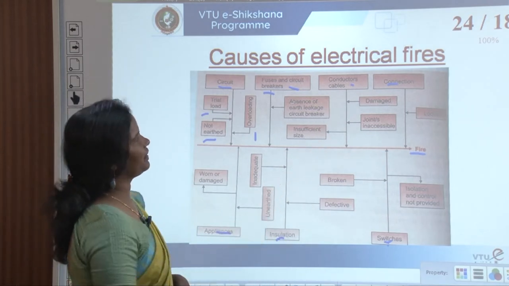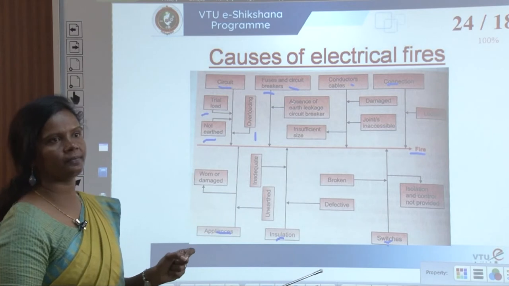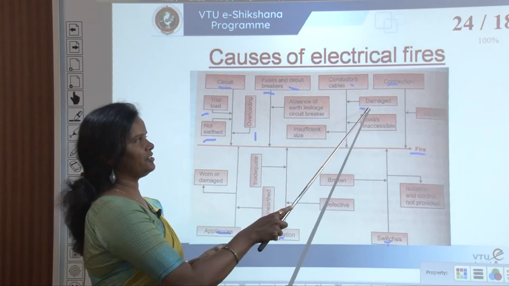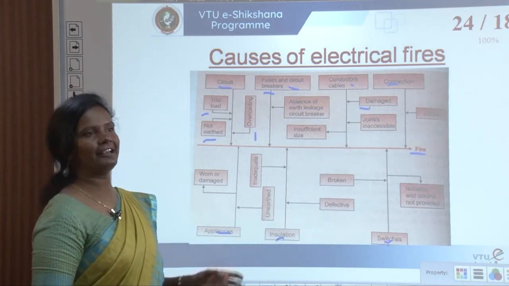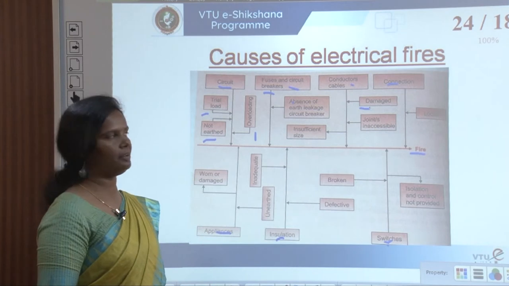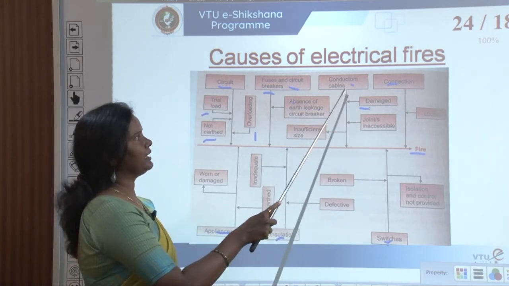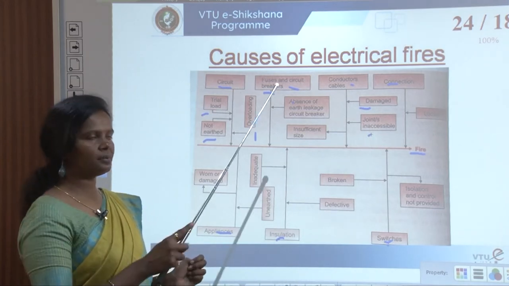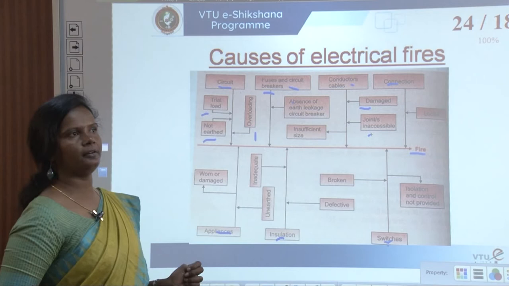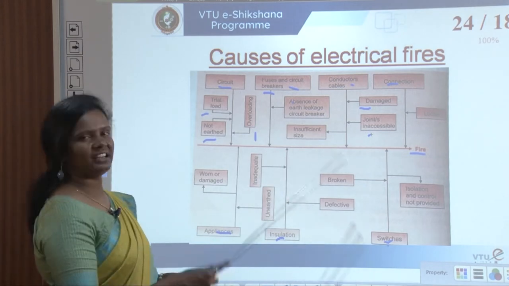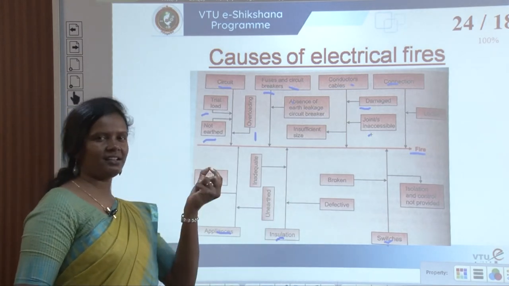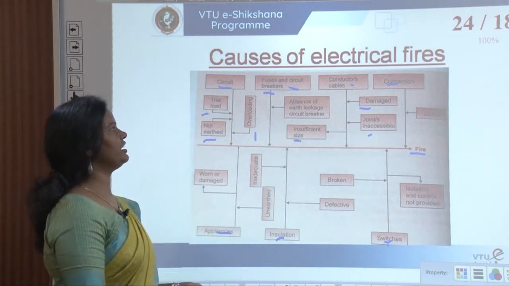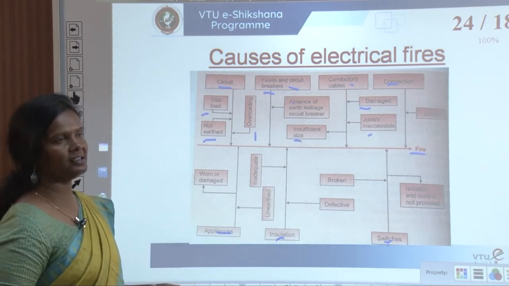Then there are conductor cables. These wires or cables which we use to pass on the electricity can be damaged in the long run of the structure if they are not encased properly. So conductor cables, if damaged, or joints that are inaccessible. Joints are nothing but the turns in the electrical cables. If they are inaccessible and there is any cut, improper maintenance, or insufficient size of the conductor cables, it can cause fire.